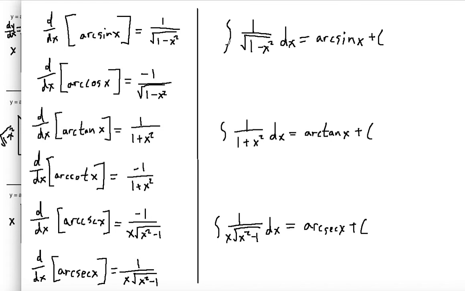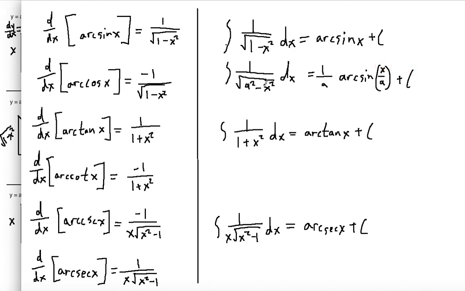See, it looks like I don't have them on me. But your u form will come from each of these. If you have some constant here, you're going to get out this 1 over a times the arc sine of x over a, or u over a as the case may be, plus c.